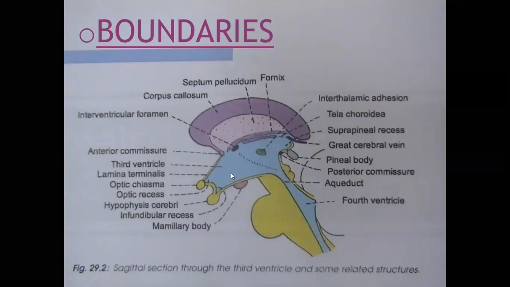Thalamus and hypothalamus both are gray matter. Both contain a lot of neuron cell bodies. So thalamus and hypothalamus form the lateral wall of the third ventricle. So this diagram is more than enough. If you remember this diagram, you can explain the third ventricle wall boundary. This is the lateral wall, this is the roof, this is the floor, this is the anterior wall, and this is the posterior wall. All structures are written over here, so you can explain. These are the boundaries of the third ventricle.